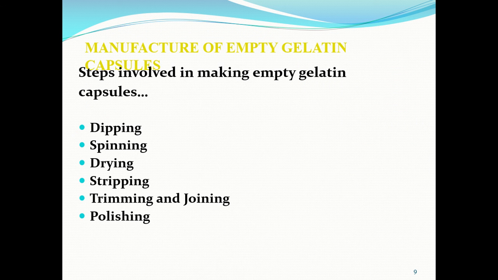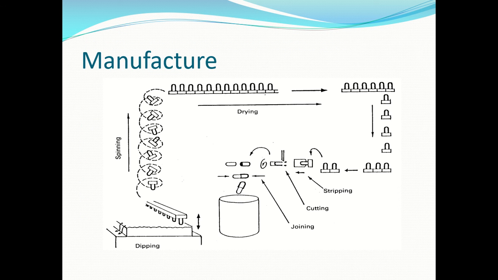How do we manufacture empty gelatin capsules? It has basically these steps: dipping, spinning, drying, stripping, trimming, and joining and polishing. These are the processes involved in the preparation of empty gelatin capsule shells. You can see this in the diagram.